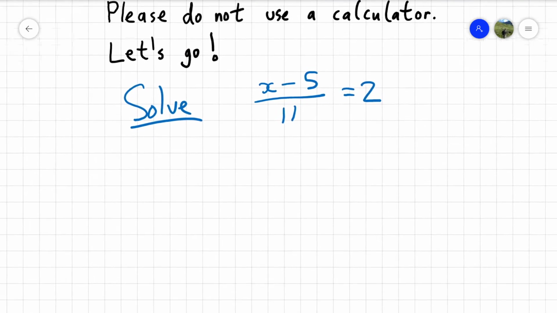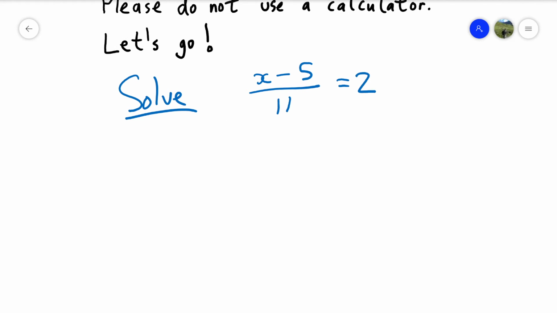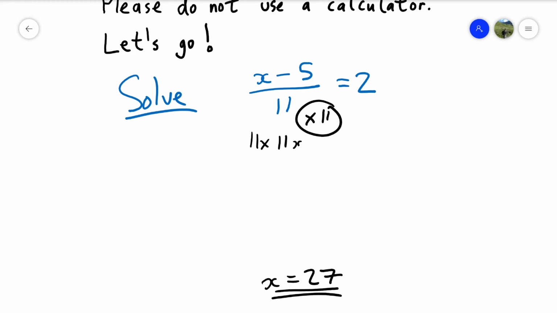Okay, the answer to this first question is x equals 27. I'm now going to show you how to do it. Remember, you can skip explanations as you want to. I'm going to times both sides by 11. So it gives me 11 times this is 11 times this. Oh look, they cancel.